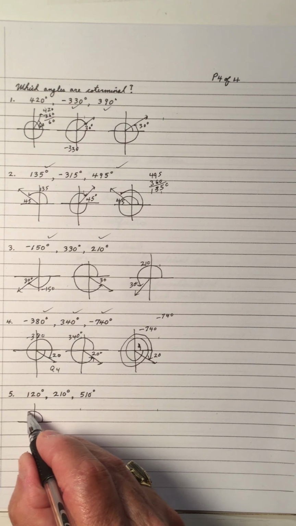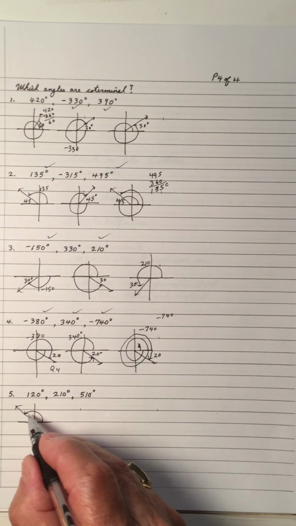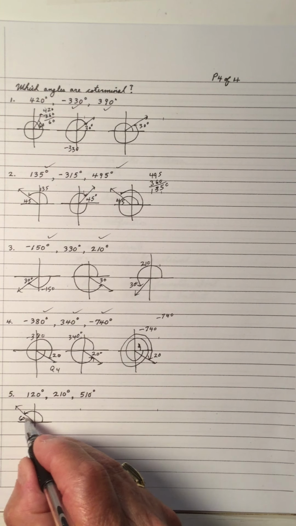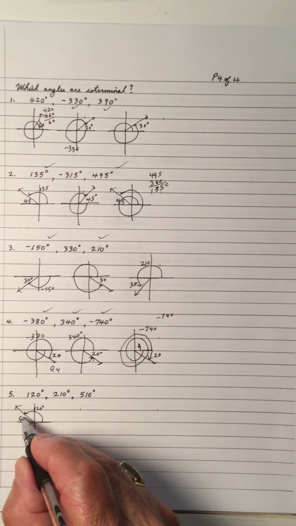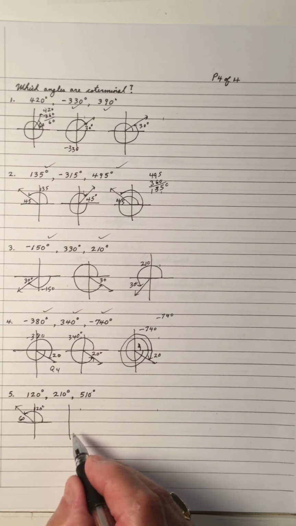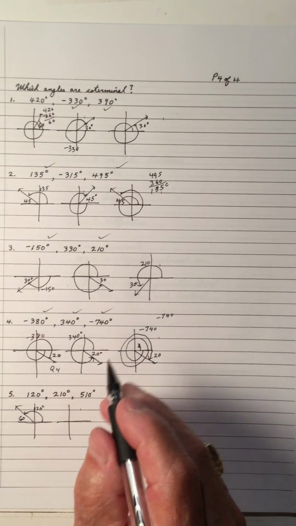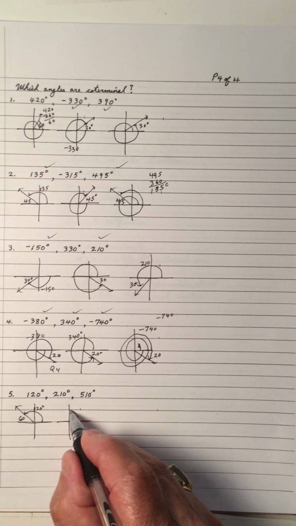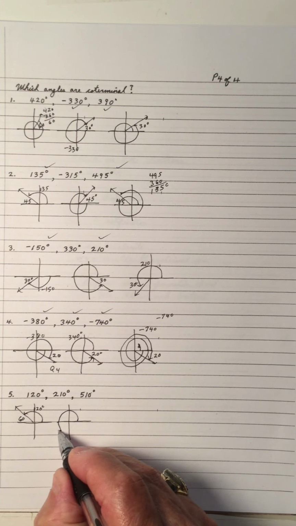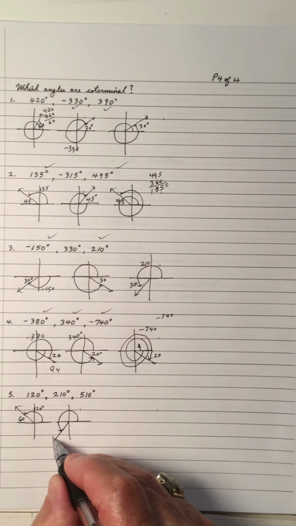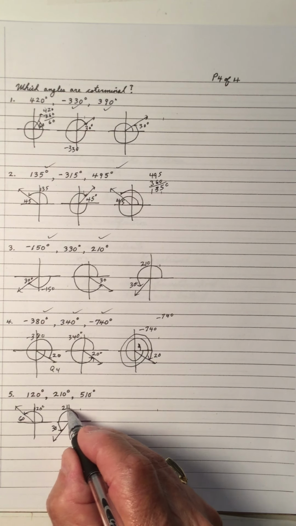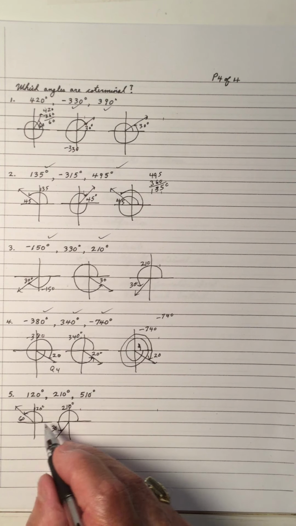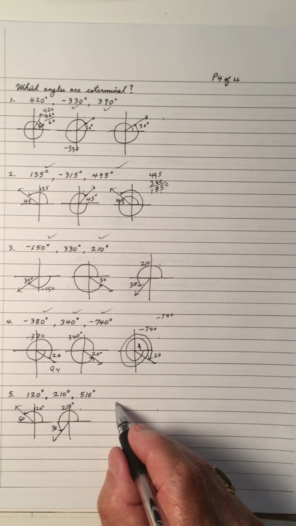Start at 90. There's 120. And if that's 120 degrees, then this is a 60, because 120 and 60 is 180. 210 is 90, 180 plus more. So 210, that ends up to be a 30 there. So that's not coterminal because this is the second quadrant, this is the third.